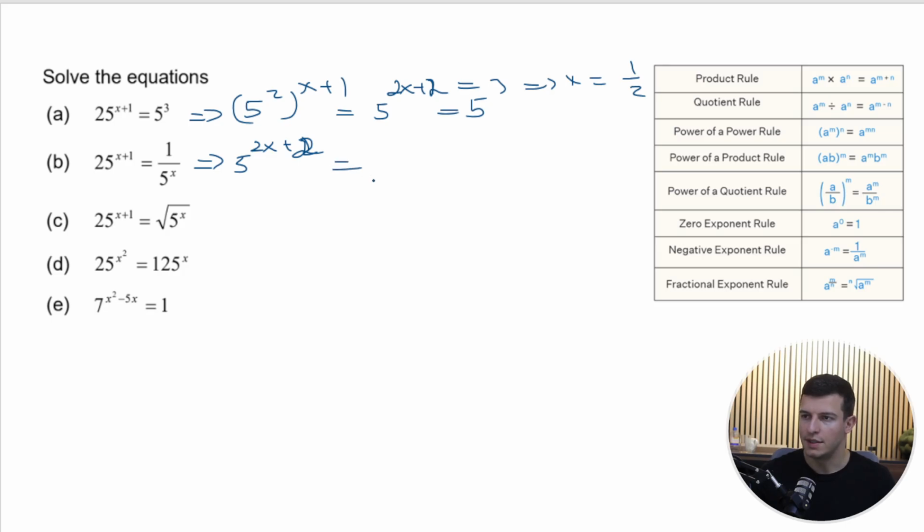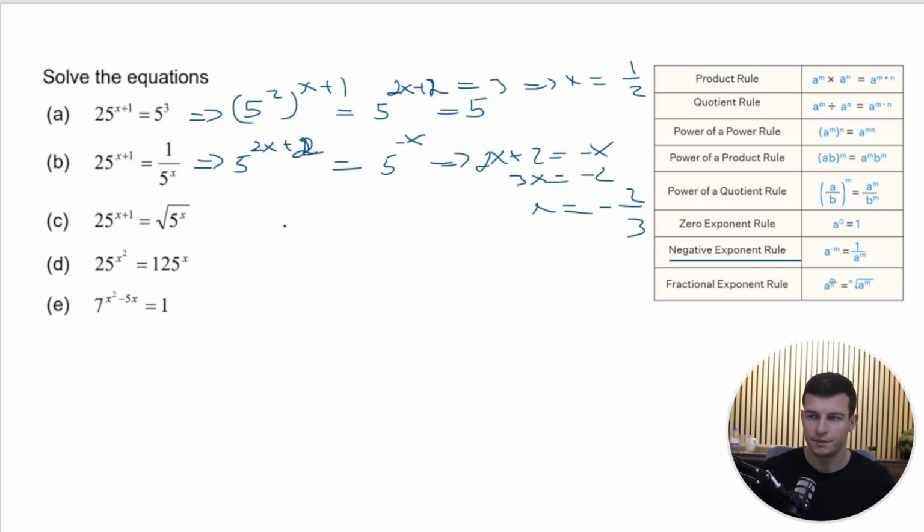And the right side can be written as what? I need 5 to the power of something, so the bases are the same. 1 over 5^x, again, we can use the negative exponent rule. It can be written as 5 to the power of negative x. Okay, from here I can just solve a linear equation. 2x plus 2 equals negative x. 3x is going to be equal to negative 2. x is going to be negative 2 over 3.